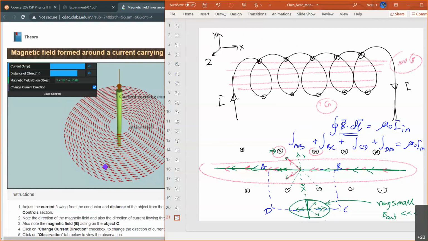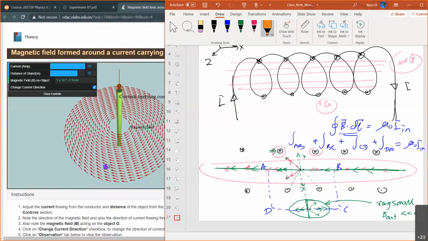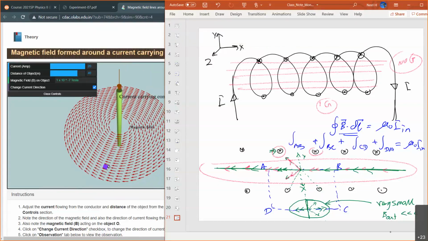Then if you look at the... yeah, go ahead. The 100 Gauss, that's outside the solenoid? No, this is inside. Inside. Oh, okay, this is outside, okay?